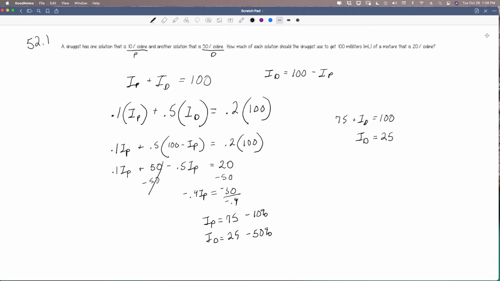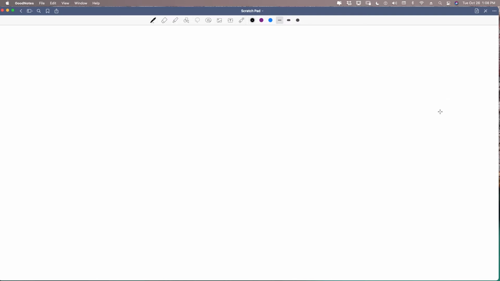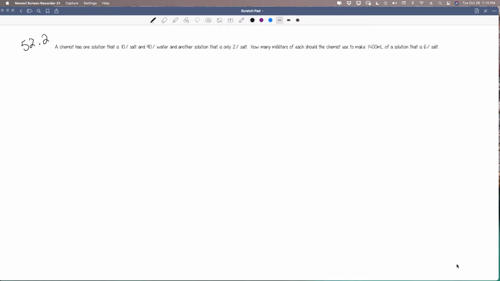52.2. Let me clear this. And I'm going to type this for you because you'll be able to read it. All right, so this one is 52.2. A chemist has one solution that is 10% salt and 90% water, and another solution that is only 2% salt. How many milliliters of each should the chemist use to make 1400 milliliters of a solution that is 6% salt?